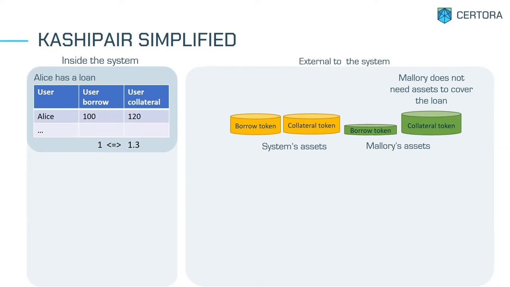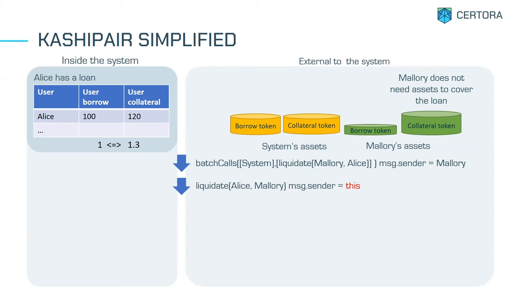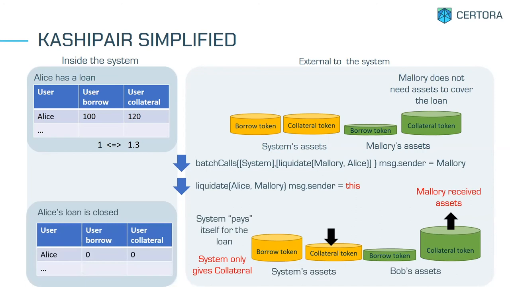What the system allowed is that Mallory can gain money without paying anything. Mallory doesn't have anything to cover. She is calling with the message sender being herself. As a result, there is a liquidation with the message sender being this, and the system pays itself. So Alice's loan is covered, Mallory pays nothing, and Mallory gets the borrow, and gets Alice's collateral without paying anything. So that's a very, very bad behavior.